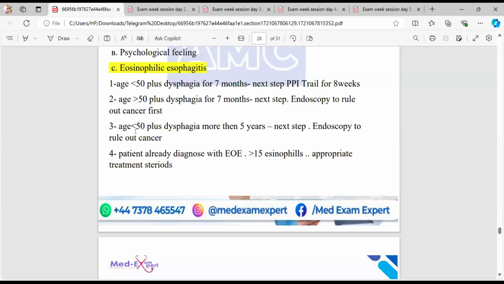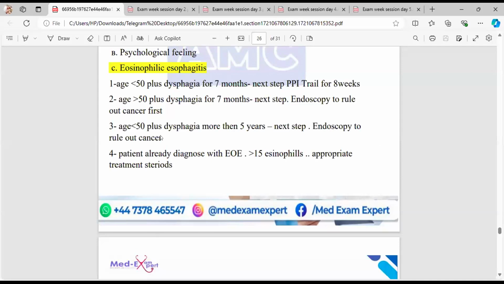Age is less than 50, plus dysphagia more than 5 years. The age of the patient is 20, but the patient has dysphagia for more than 5 years. Next step, endoscopy to rule out cancer. Why am I doing endoscopy? Even though the age is less than 50, dysphagia for more than 5 years is a very big red flag point for cancer. Therefore, I marked endoscopy. Please, doctors, remember these points.